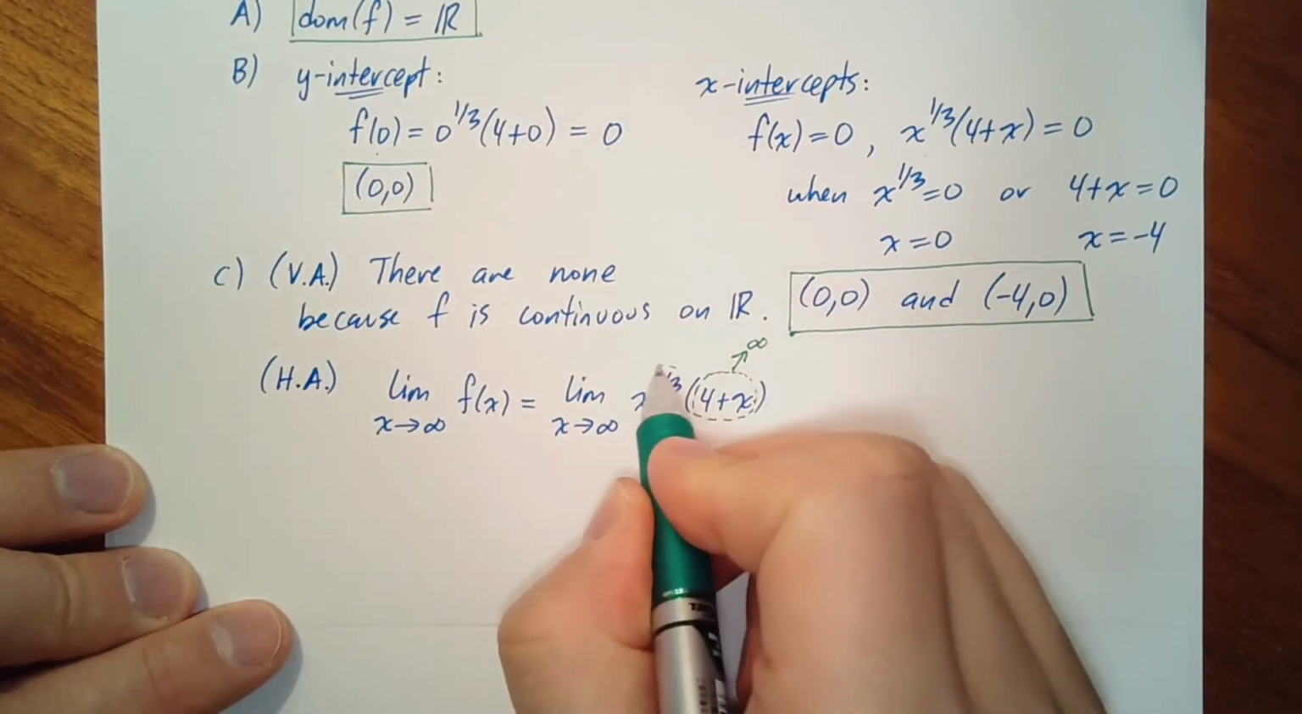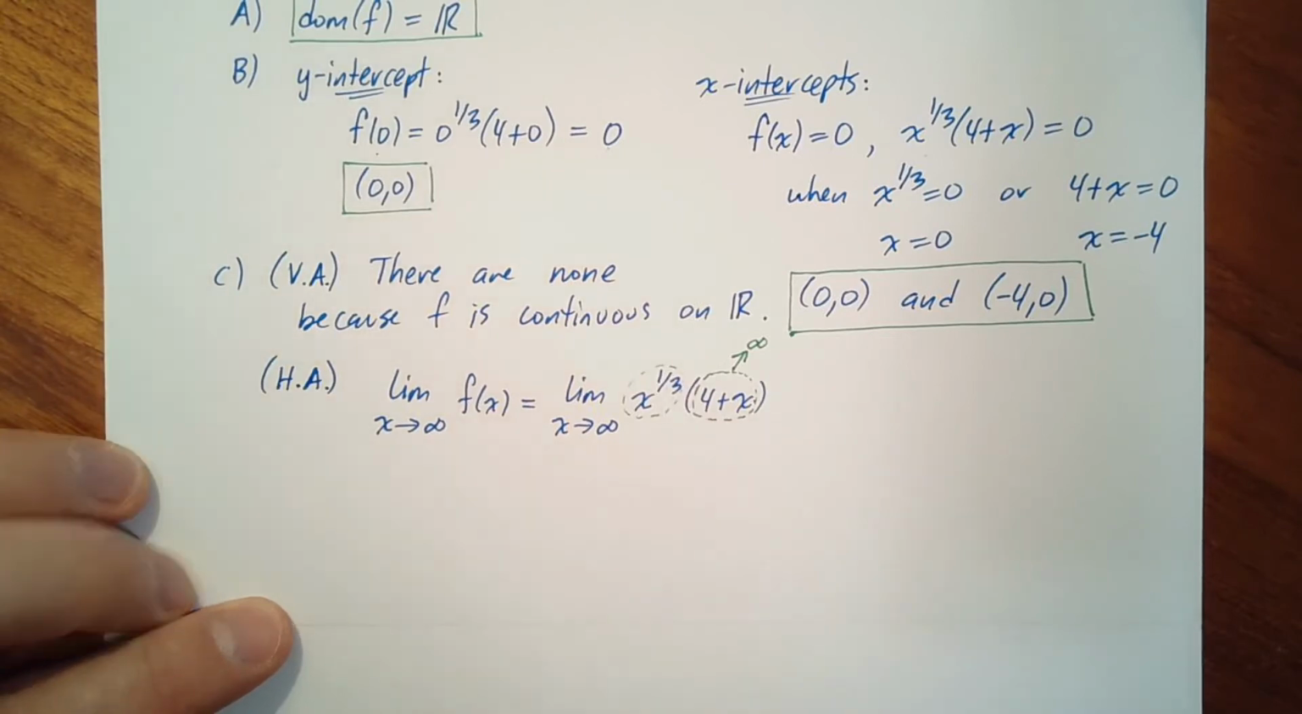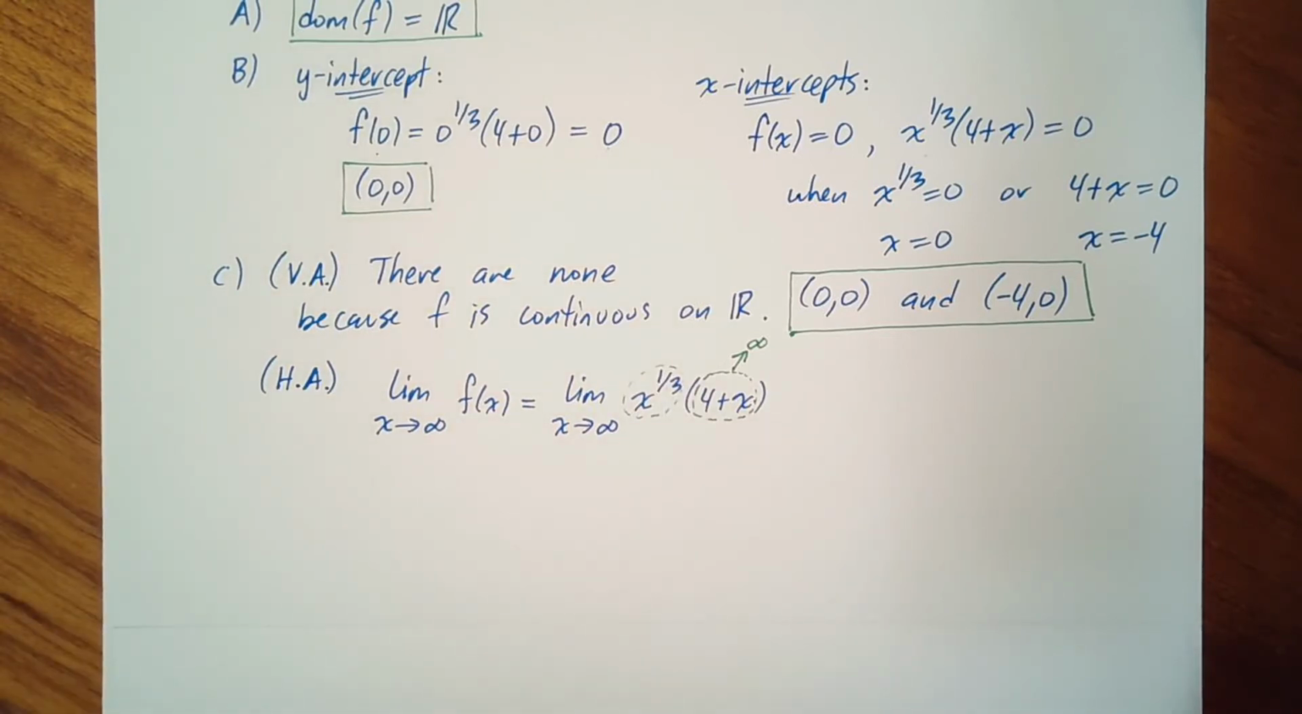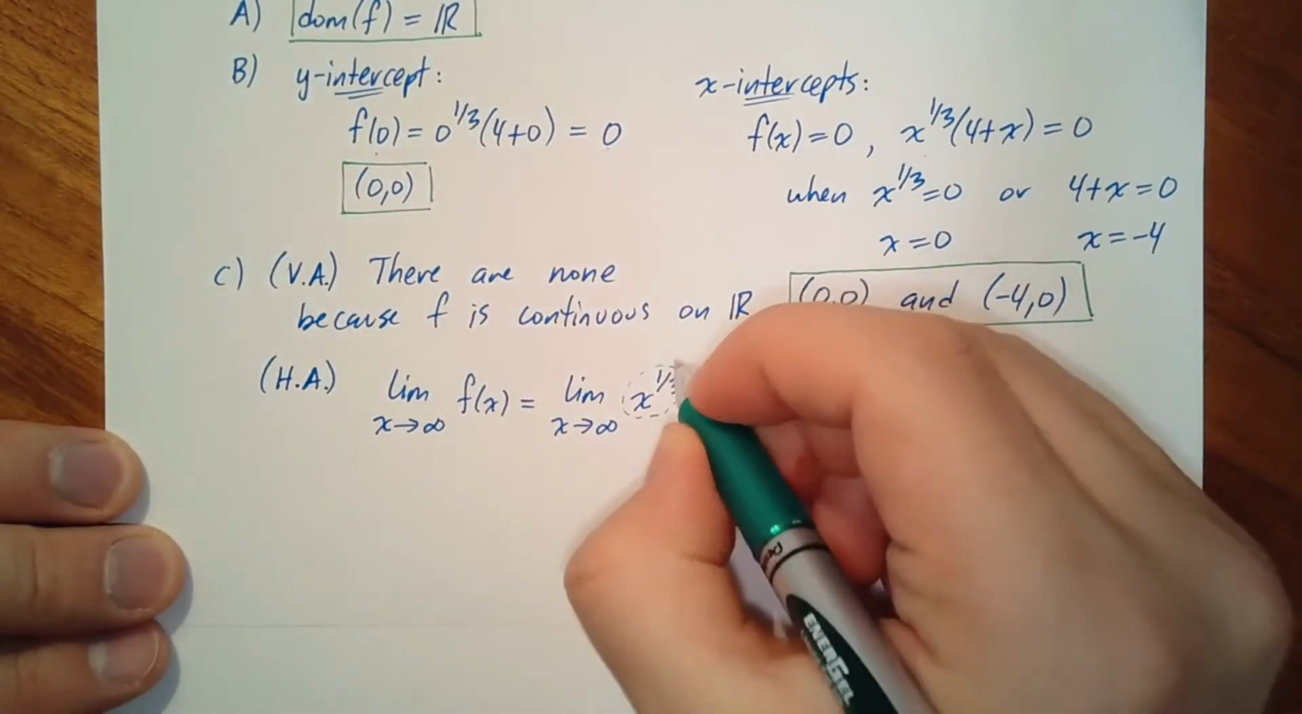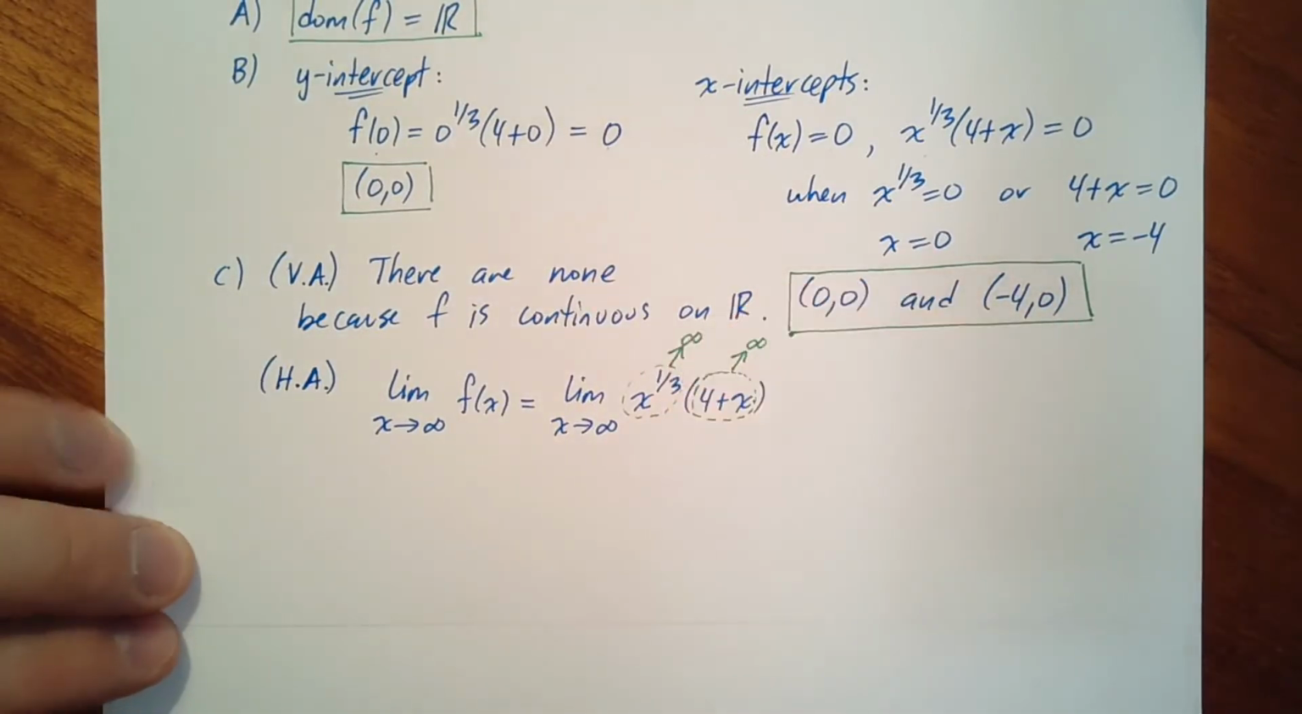And then what about x to the 1/3? The cube root of x. If x is going off to infinity, the cube root of x is also going off to infinity, just a little bit slower, but it's still going to grow arbitrarily large. If x is getting arbitrarily large in magnitude and is positive, blowing up in the positive direction, so is x to the 1/3. So we can make the observation that this is also going to infinity.